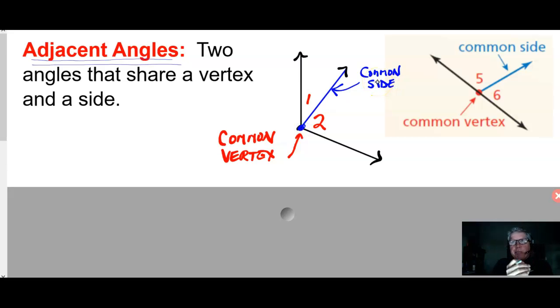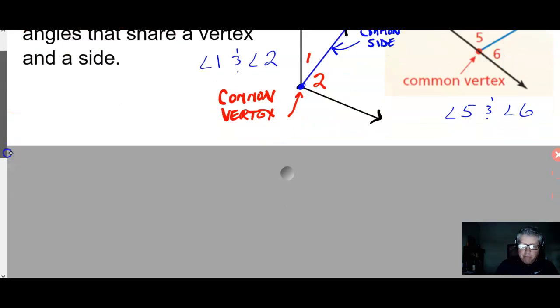So adjacent is right next to. If you live adjacent to someone, they are your neighbor. So we'd say angle 1 and angle 2 are adjacent. We would say angle 5 and angle 6 are adjacent. So nothing special except they share a vertex and they share a side. So they're right next to each other. Very good. That's it.